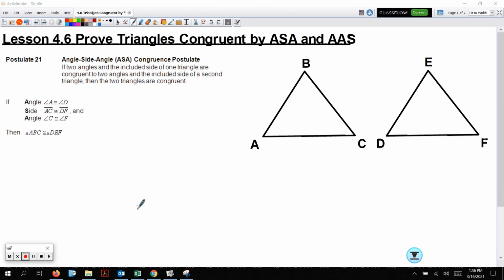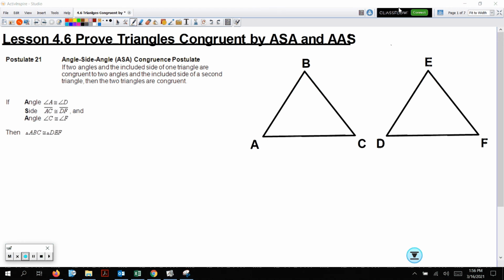All right, take 4. Lesson 4.6. Prove triangles congruent by angle, side, angle, and angle, angle, side. So far, you should be familiar with side, side, side. You should also be familiar with side, angle, side, and hypotenuse leg, which works only for right triangles, not all right triangles, but it only works for a right triangle.